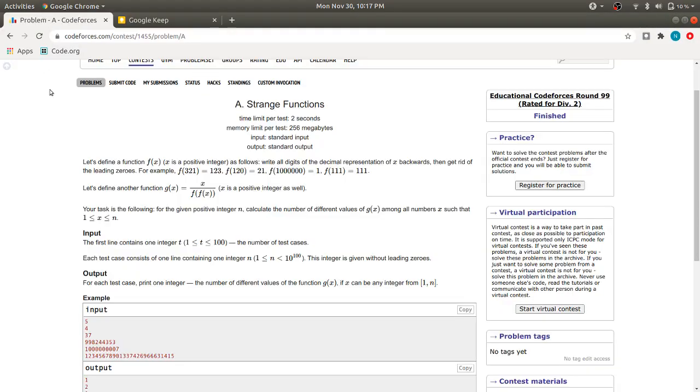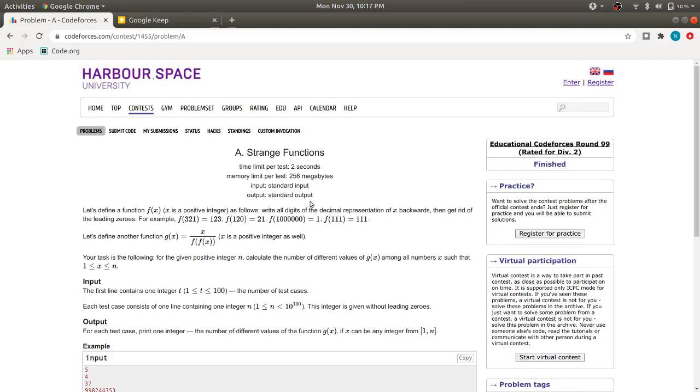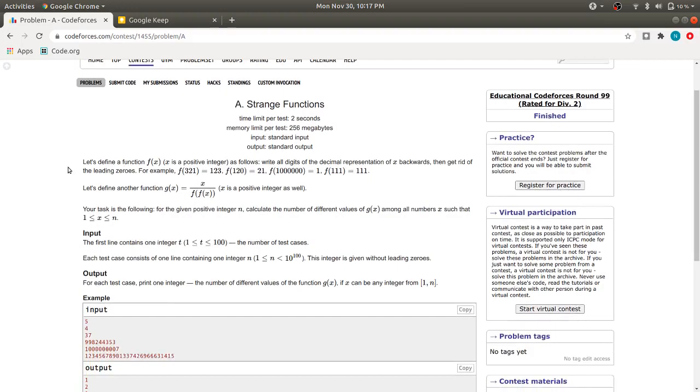So today we are going to see this problem from Codeforces Educational Round 99. Question number A, that is Strange Function. So let's see what the question is.